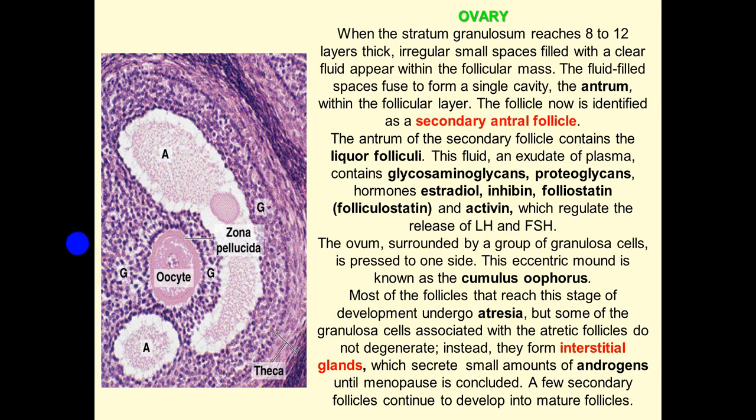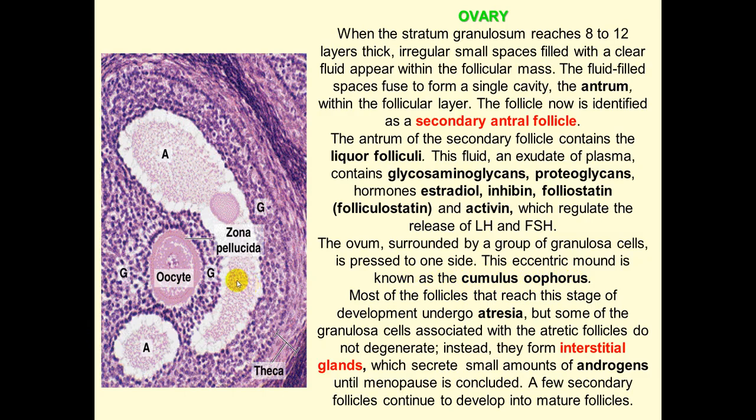And in this region, you can see the free space which is filled by the fluid with estrogens, and you can see the granulosa cells around the oocyte which continue into the granulosa cells of the wall of the follicle, and this region is called the cumulus oophorus. Cumulus oophorus.